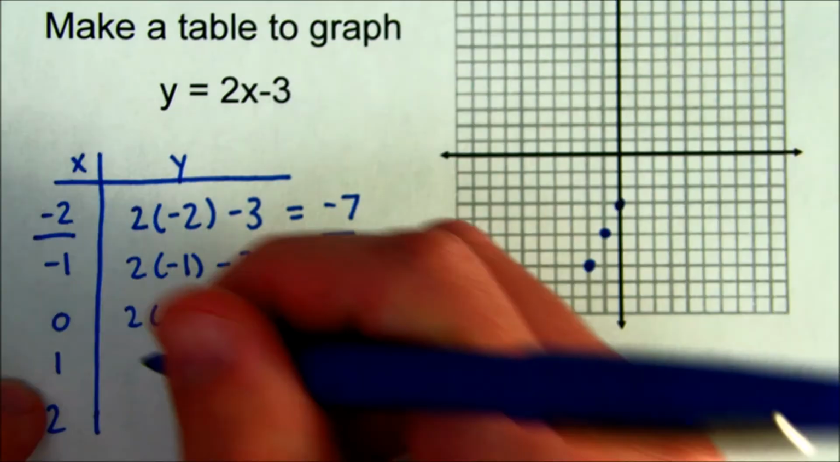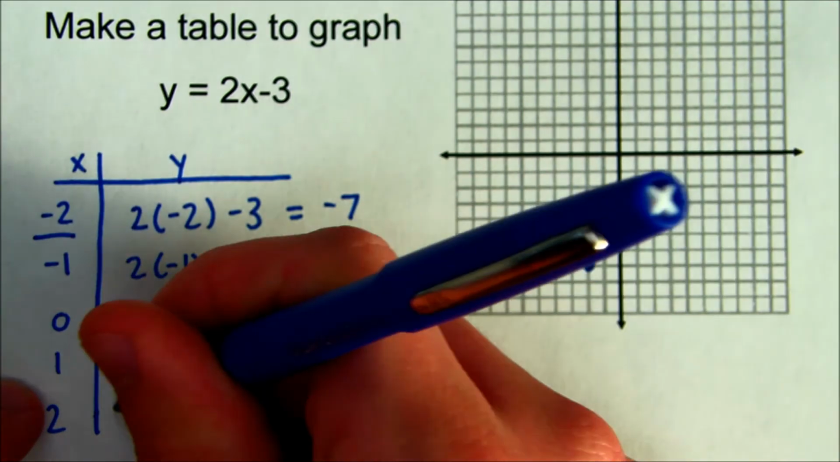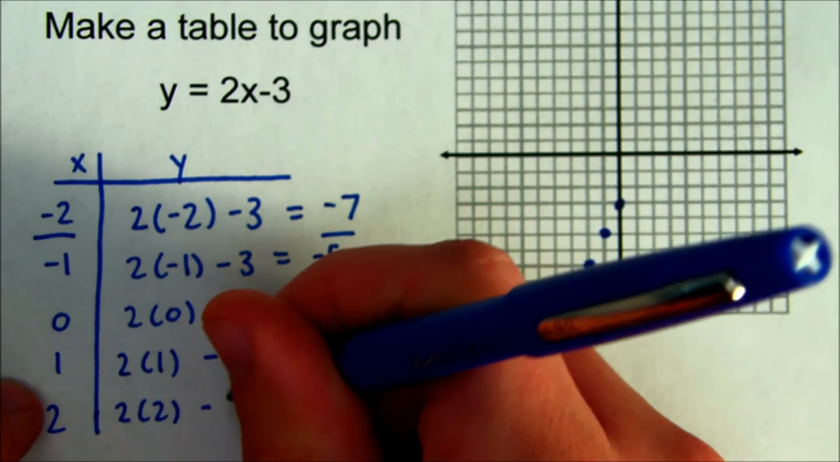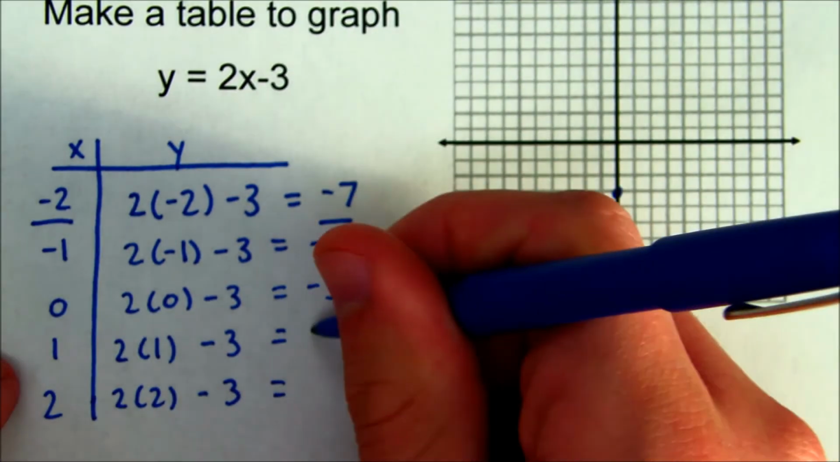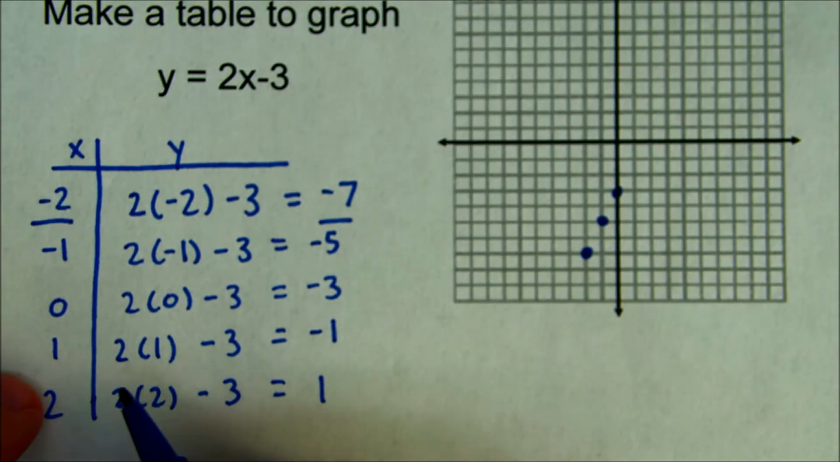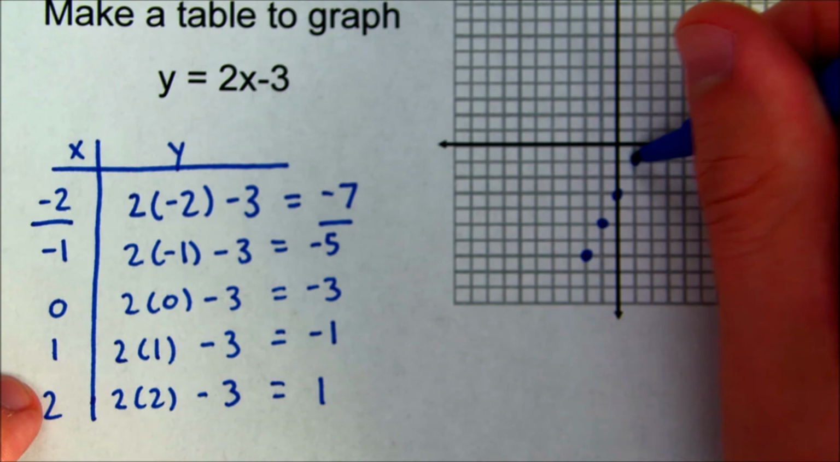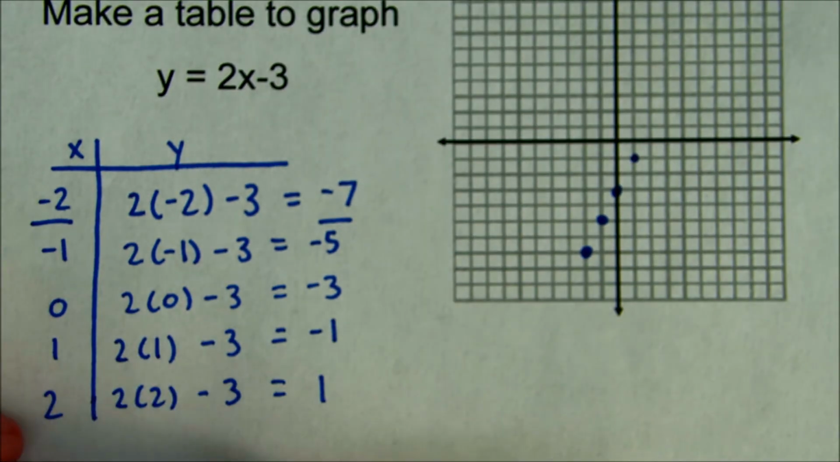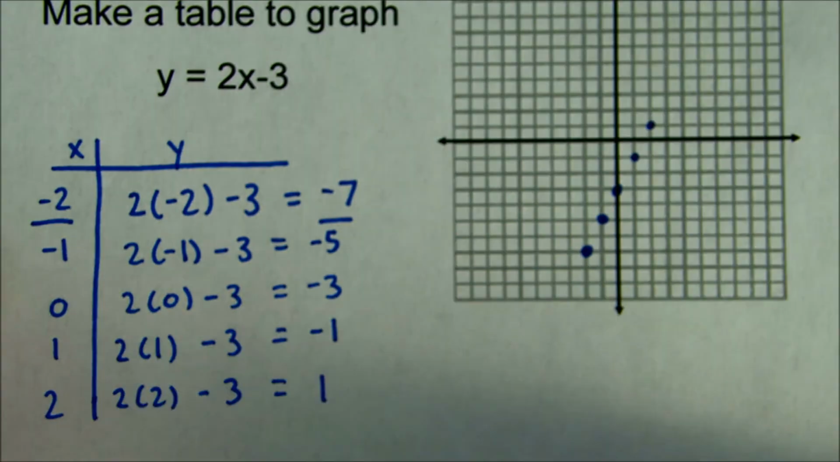I do the same thing with 1, and I do the same thing with 2. To save some time, I'm going to just write out what they are. This is -1, this is +1. So I'm going to plot the point 1, -1: over 1, down 1. And I'm going to plot the point 2, 1: over 2, up 1. And I see here that these points form a nice line.